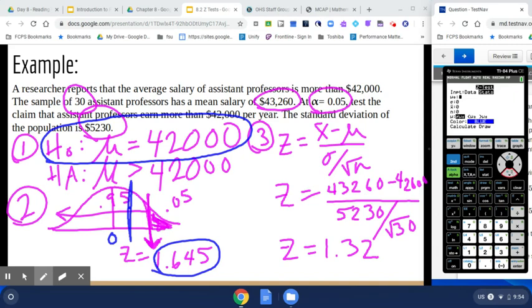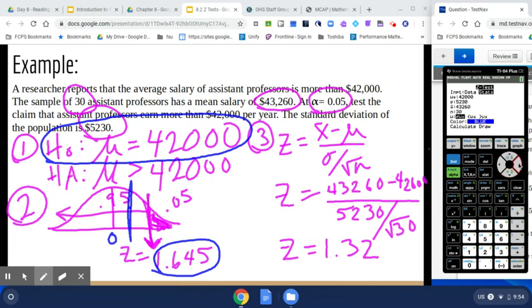So the mean of the population was 42,000. The standard deviation was given as 5,230. The sample mean was 43,260. And n was 30.